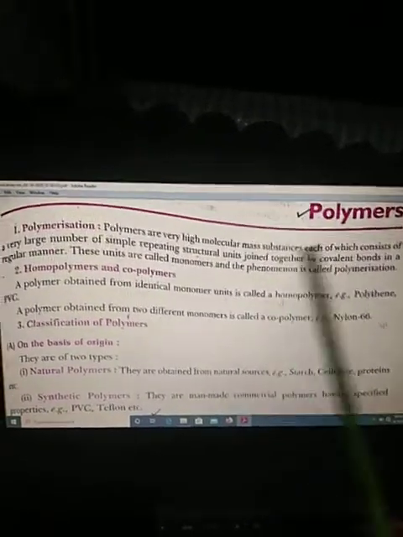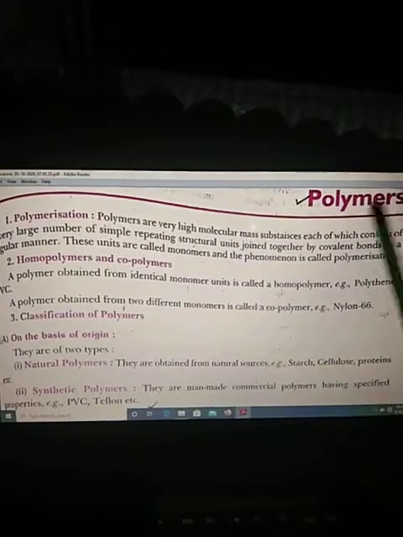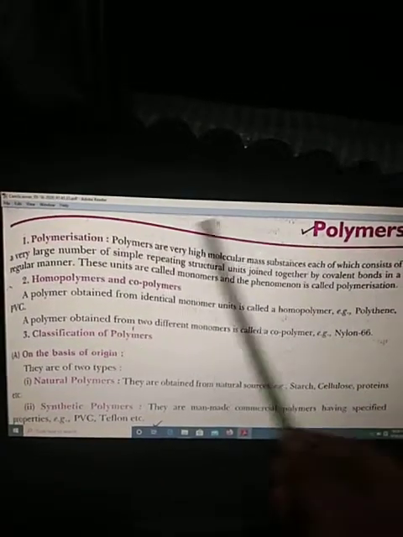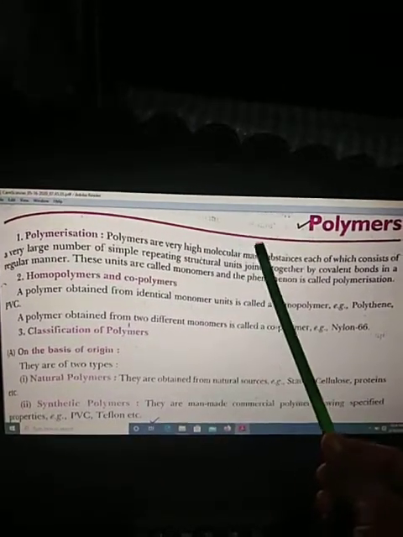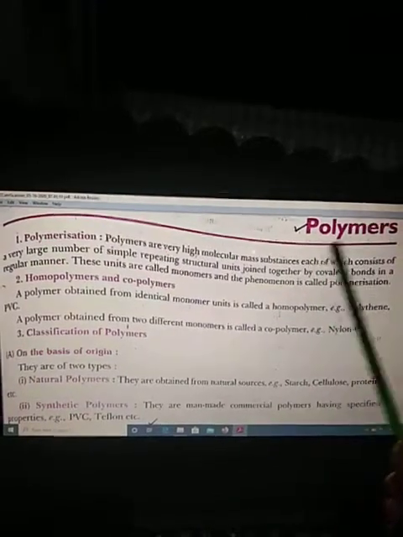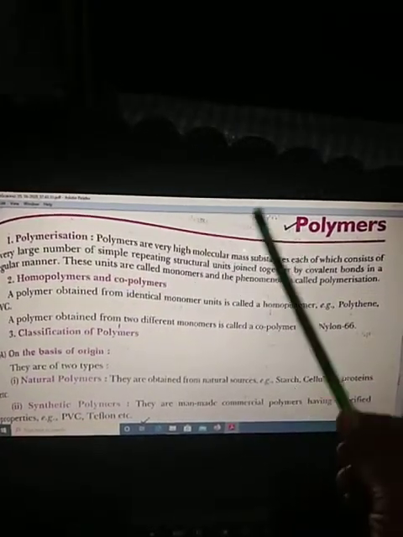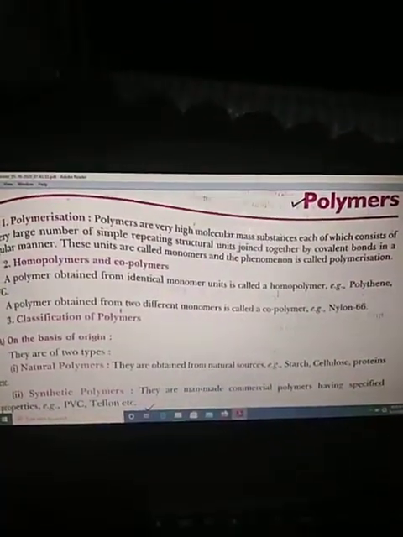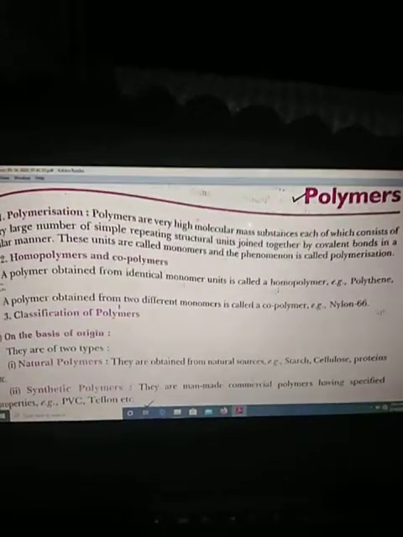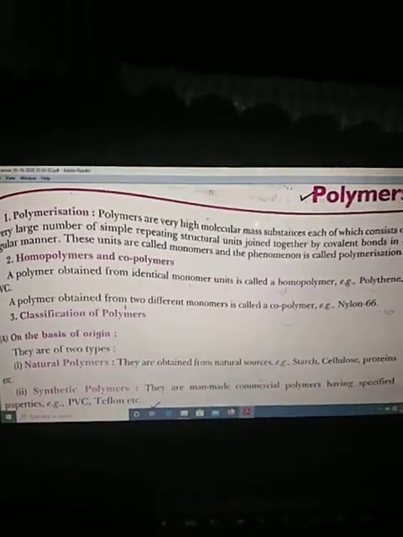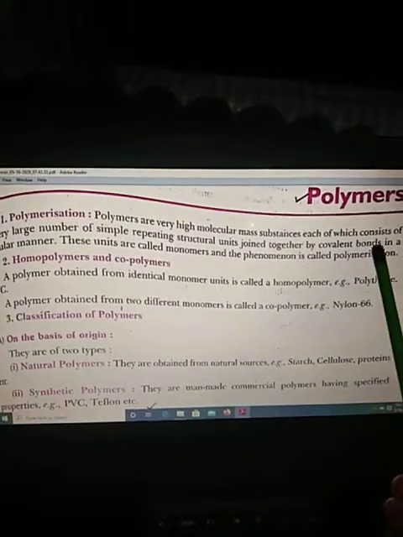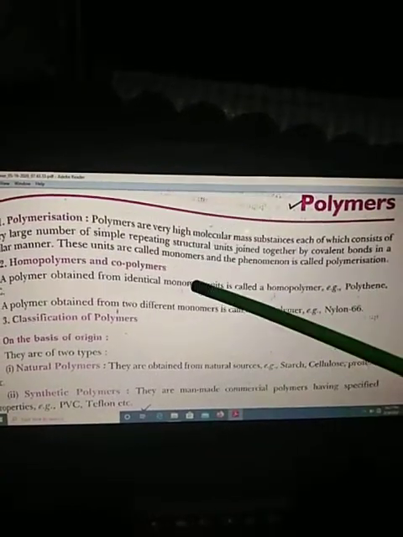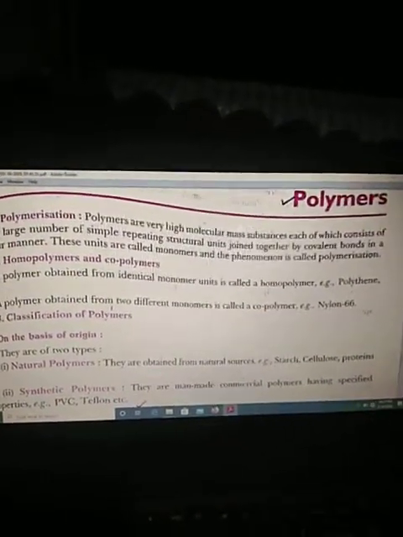Okay, so polymers are basically high molecular mass substances, each of which consists of a very large number of simple repeating structural units joined together by covalent bond. So polymers are generally high molecular mass substances which are formed by the combination of very small units in a repeated manner to form a larger unit, and the bond that is present is covalent bond in a regular manner.